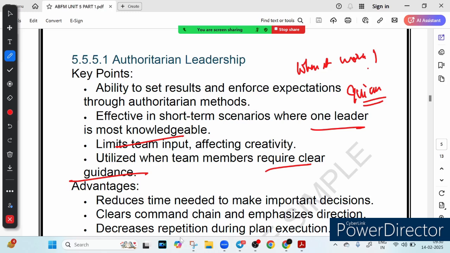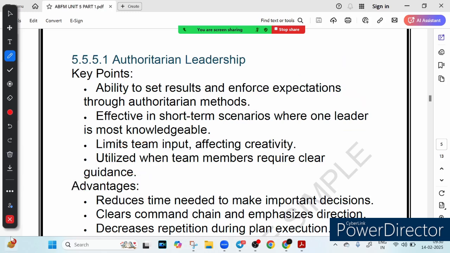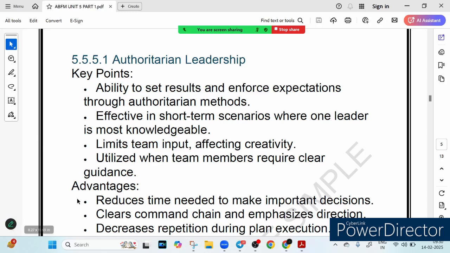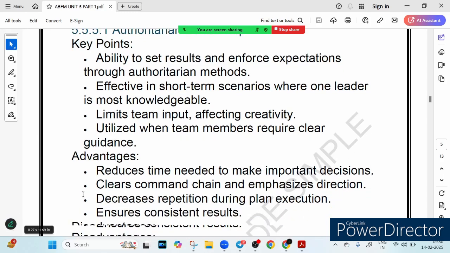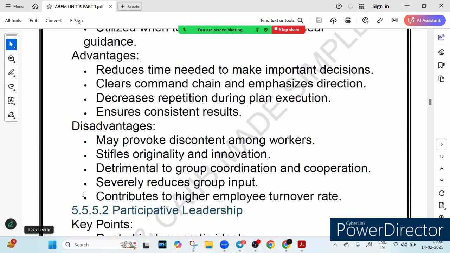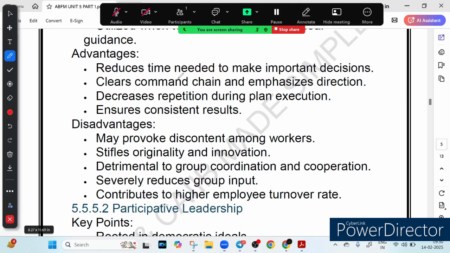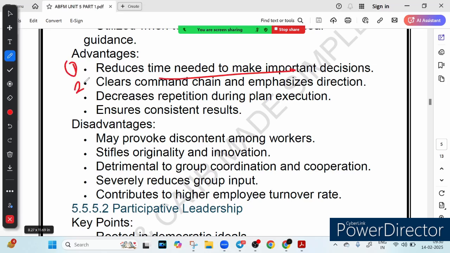So why does it work? What are the advantages, the pros of it? The first advantage is fast decision making, because here there is no long debate, just quick action. That is the first point. The second advantage is a clear chain of command, meaning everyone knows their role. The third thing is less confusion and more results, meaning no repeating instructions.